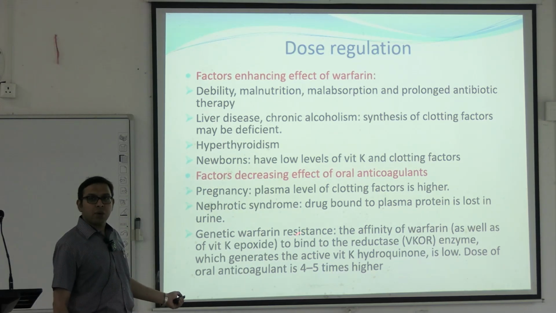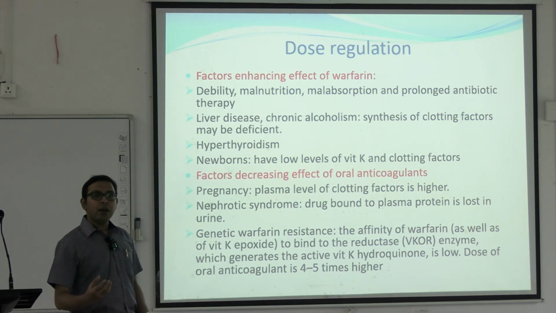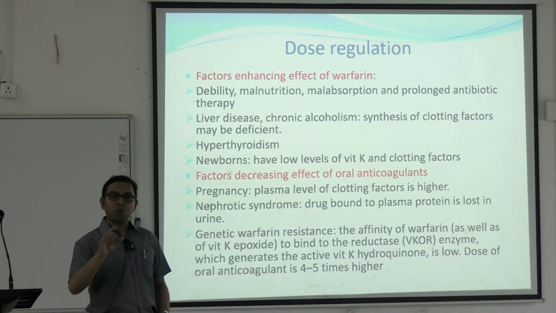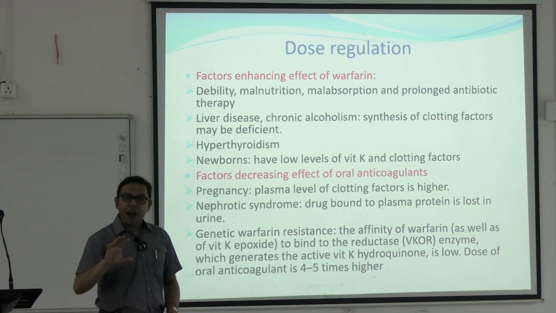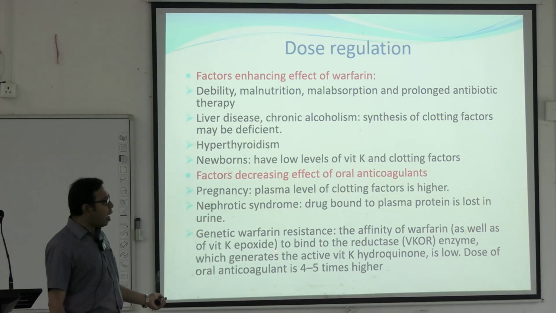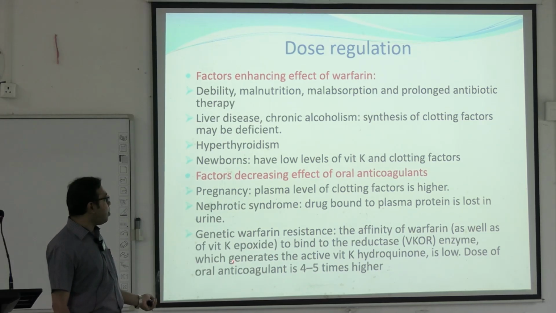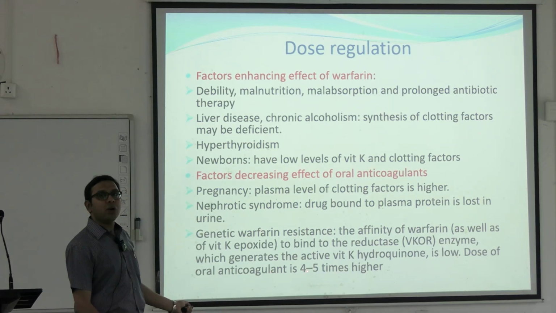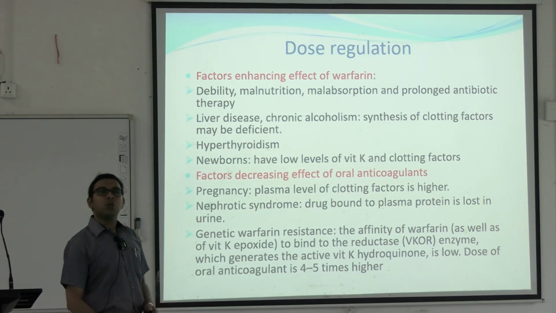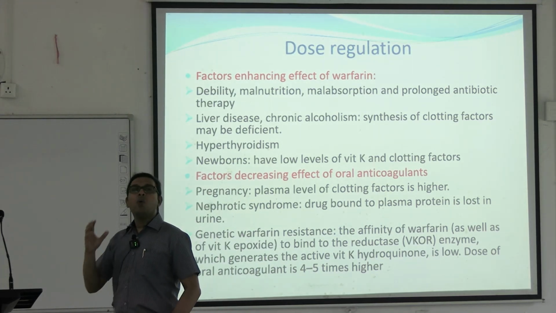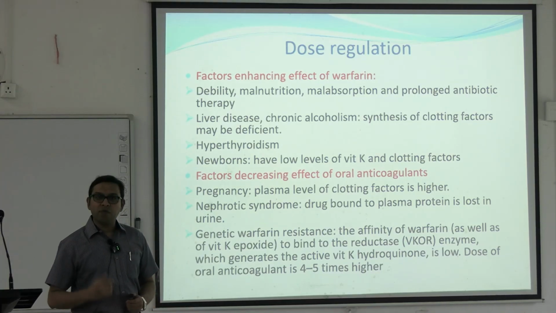Genetic warfarin resistance: since warfarin is mainly metabolized by the cytochrome enzymes, and also in the pharmacodynamics, both pharmacokinetic and pharmacodynamic variability may be there. This is genetic variability. The affinity of warfarin for vitamin K epoxide binding to the vitamin K reductase enzyme, which generates vitamin K hydroquinone, is low. If there is some genetic warfarin resistance, the dose of the oral anticoagulant is to be given 4 to 5 times higher. So it may happen in some patients that there is genetic warfarin resistance, where we have to give high doses of warfarin for its action.